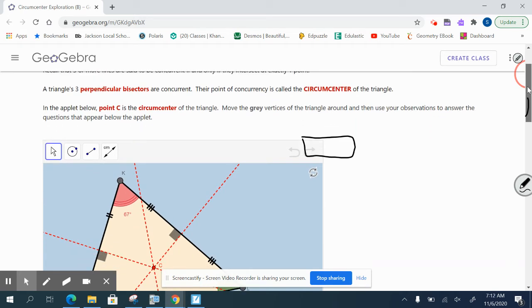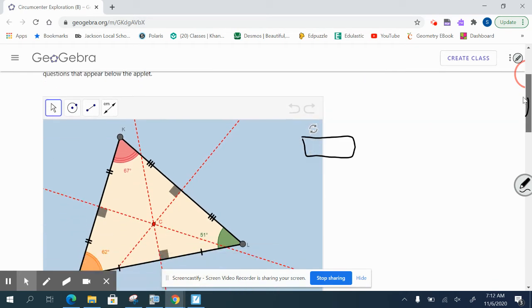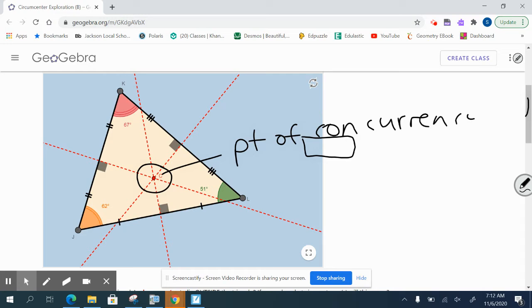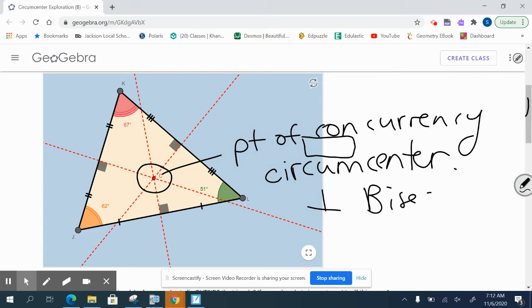In the applet below, point C is the circumcenter of the triangle. Here you've got just a regular acute triangle, and the dotted lines are the perpendicular bisectors, and this would be your point of concurrency, in other words, the circumcenter. So perpendicular bisectors meet at the circumcenter in the triangle.